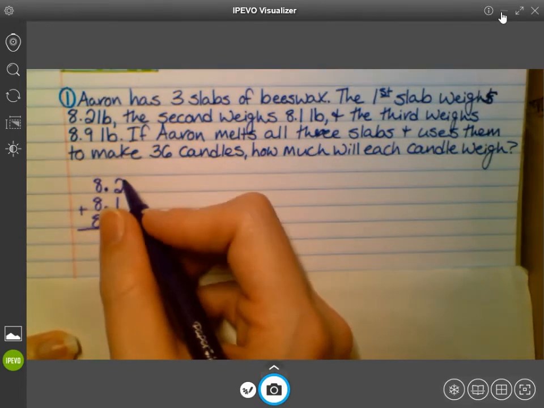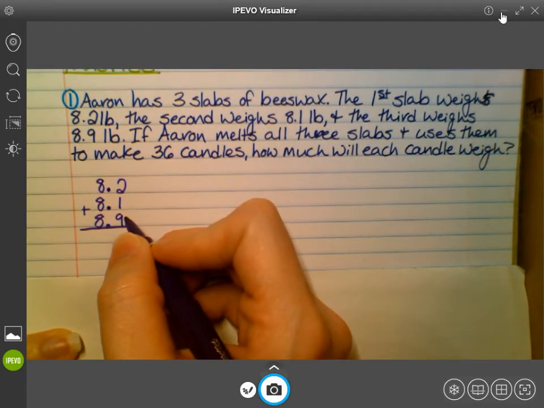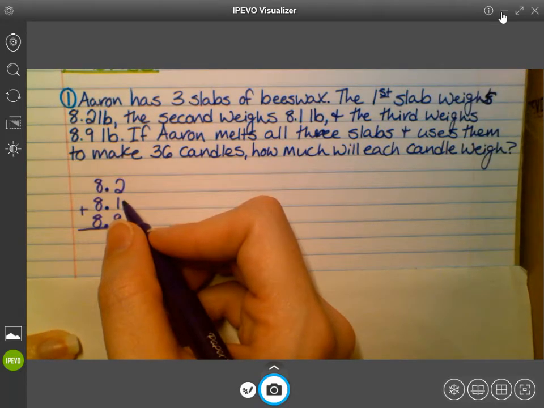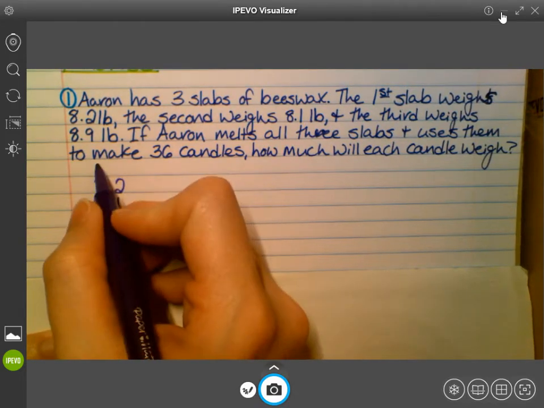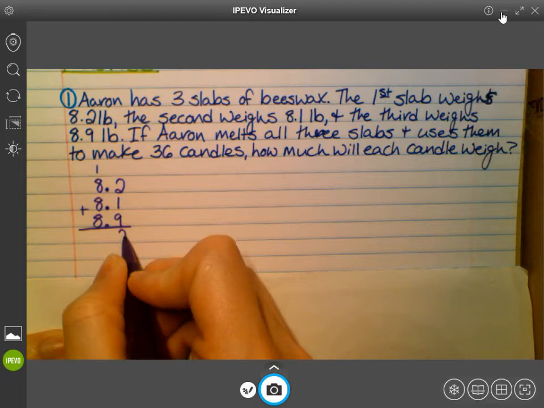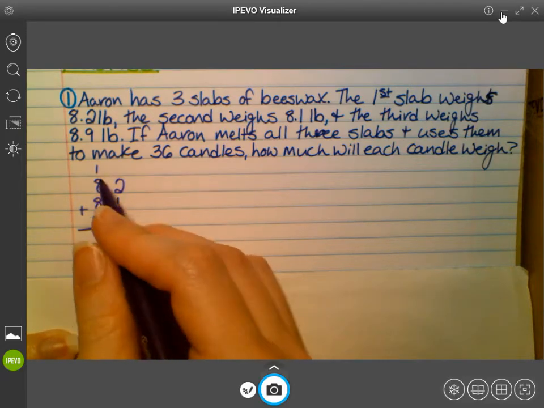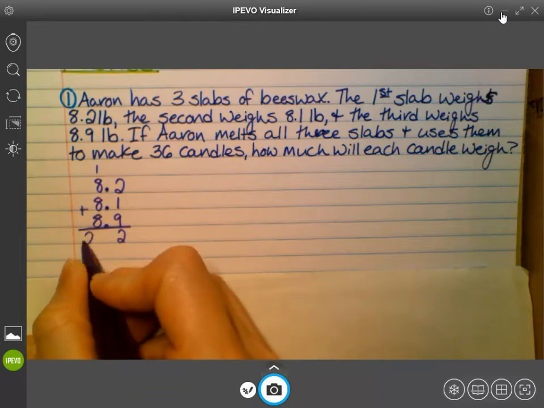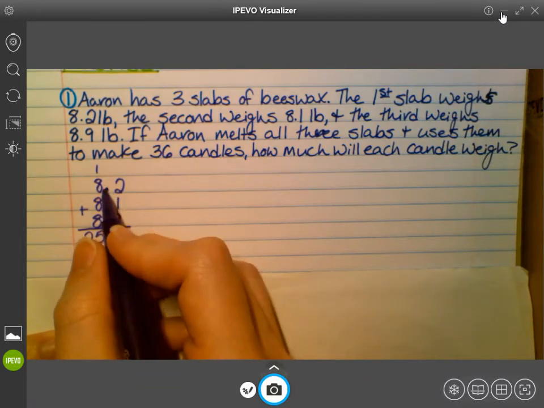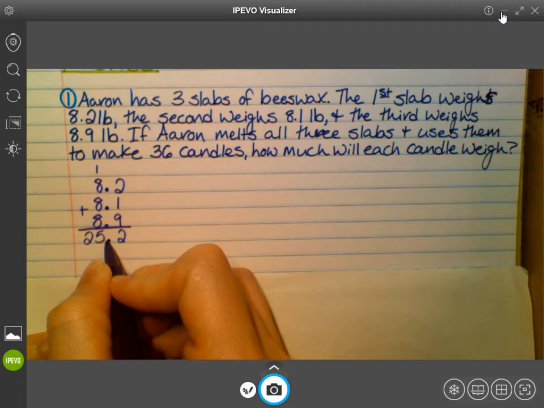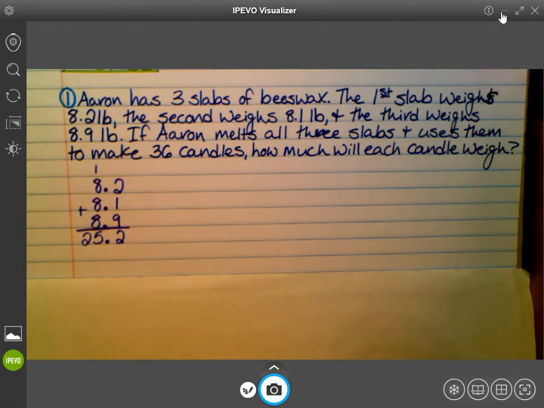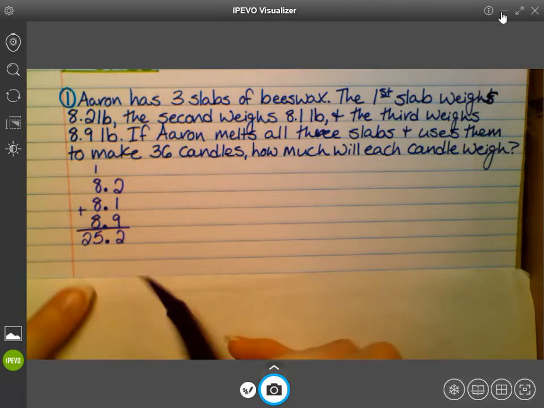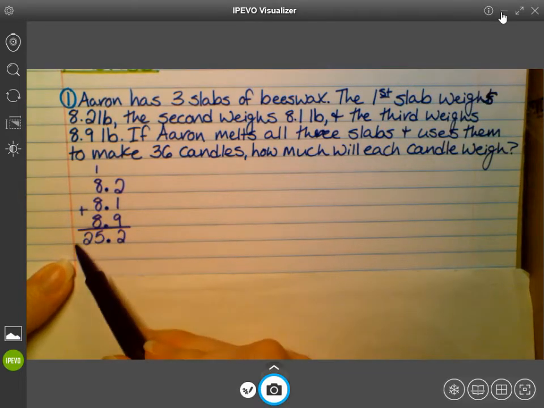So 9 plus 2 plus 1 equals what, 5th grade? 12. So I'll carry the 1, bring down the 2. 8 plus 8 plus 8 plus 1 equals what? 25. And then since we're adding, my decimal comes straight down. 25 2/10. How many of you got that as the total of all 3 slabs together? Awesome. So then we have the total weight of all 3 of the beeswax slabs together.